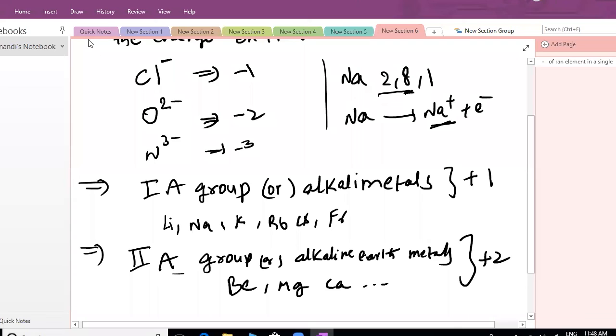The target is 8 electrons in the outermost shell. If 8 is there, that is stable. How many electrons excess are there? Only 1. That's why they can lose 1 electron to get stability. Understood? Fine. Most of the people have the idea. Very good. Can I go to the next slide?